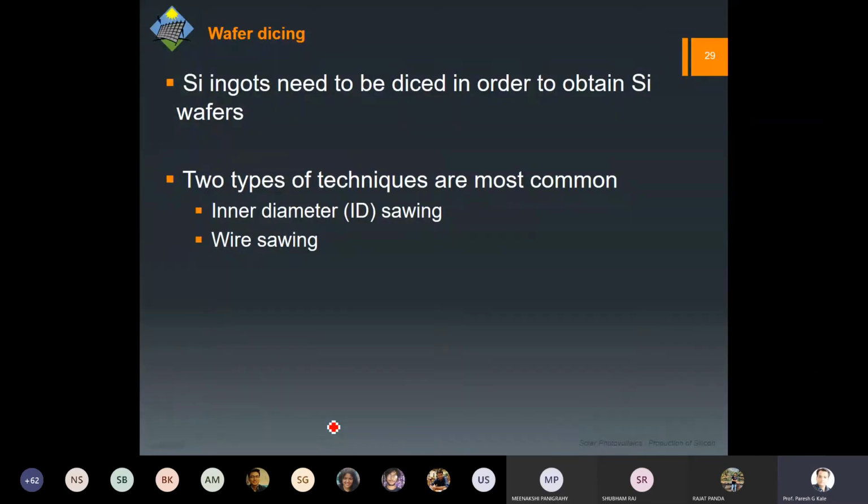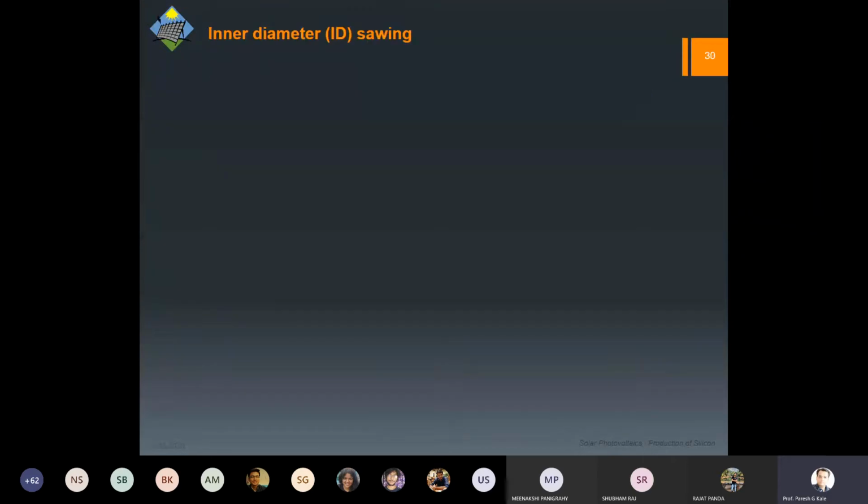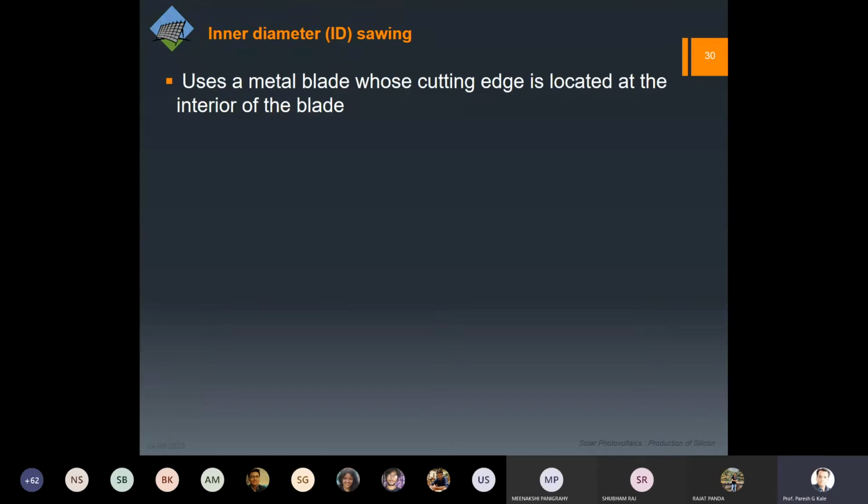So now there are various methods. The most common methods are inner diameter sawing and wire sawing. I will show you one by one. Inner diameter sawing uses a metal blade.